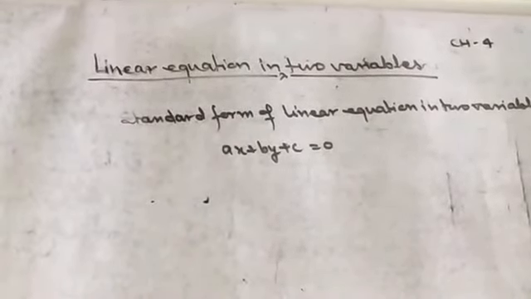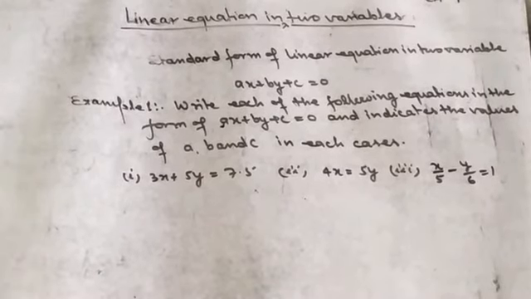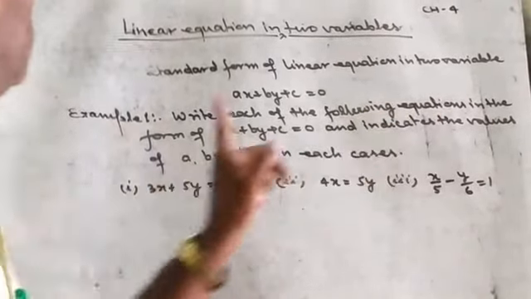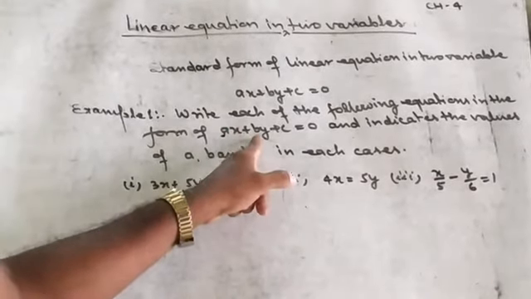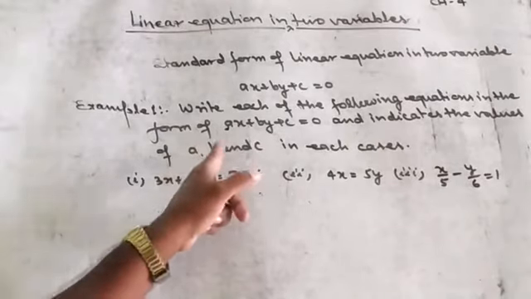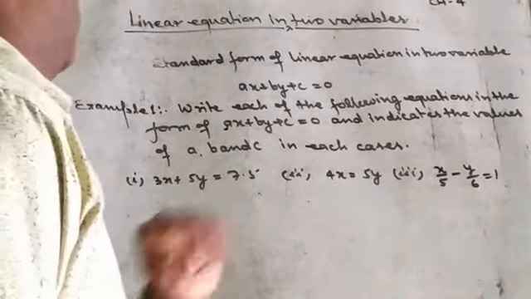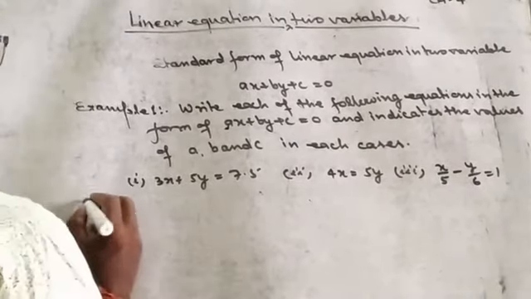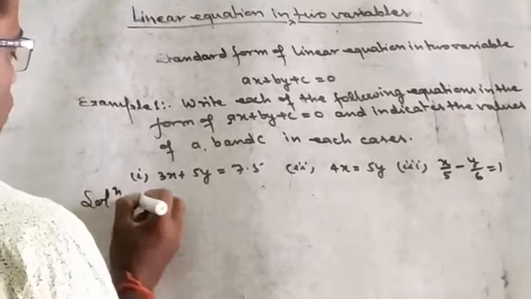First I will take a question right here. First type of question, all of you see. Example 1. Write each of the following equations in the form ax plus by plus c is equal to 0 and indicate the values of a, b and c in each case. You see here, very small, no calculation is there more. Solution.